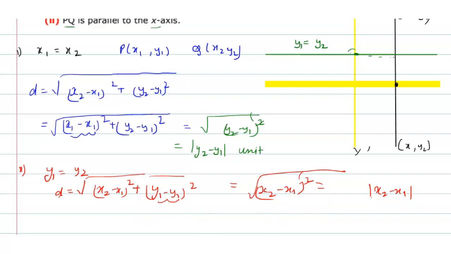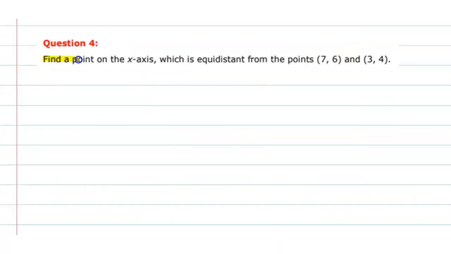Now move to the next question. Question 4 is: find a point on the x-axis which is equidistant from the points (7, 6) and (3, 4). So first we will let this point be P and this point be Q. Here P is the point (7, 6) and Q is the point (3, 4).